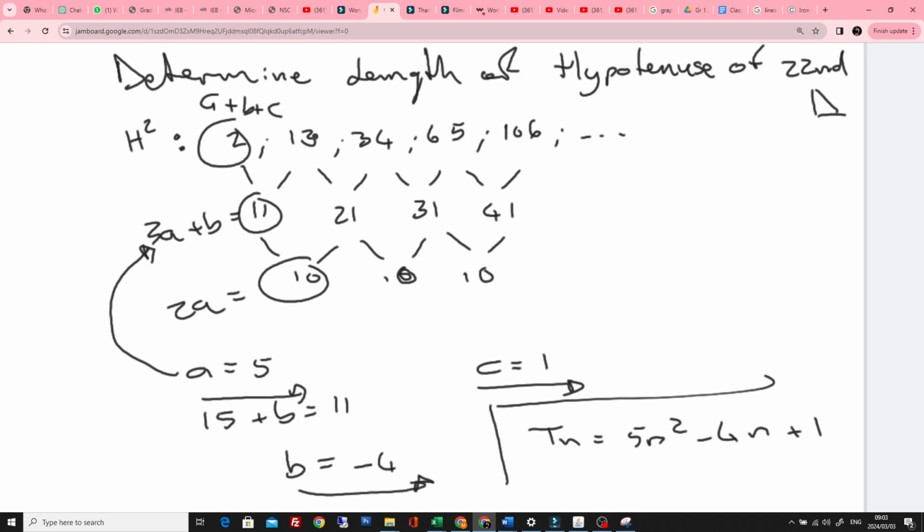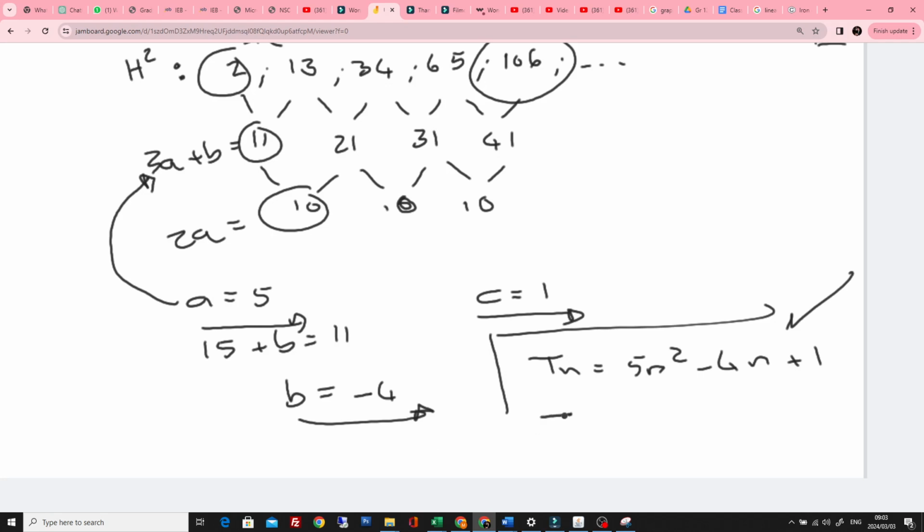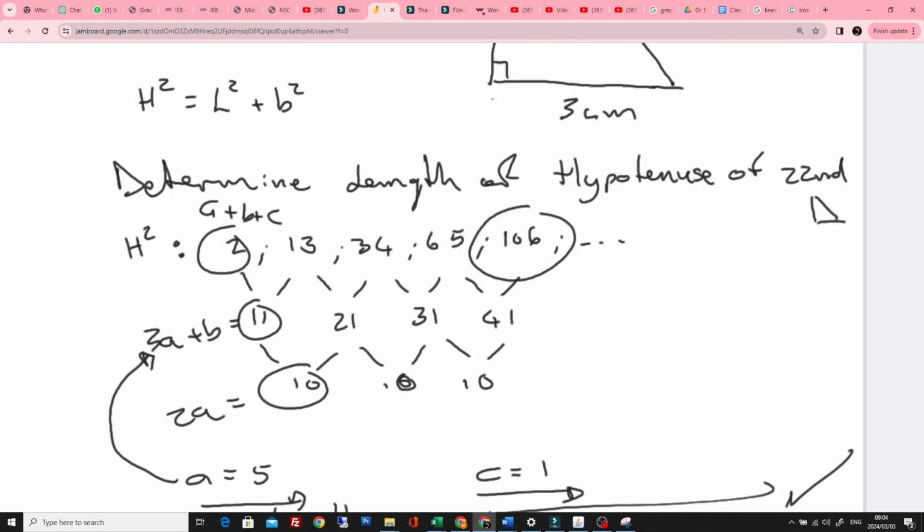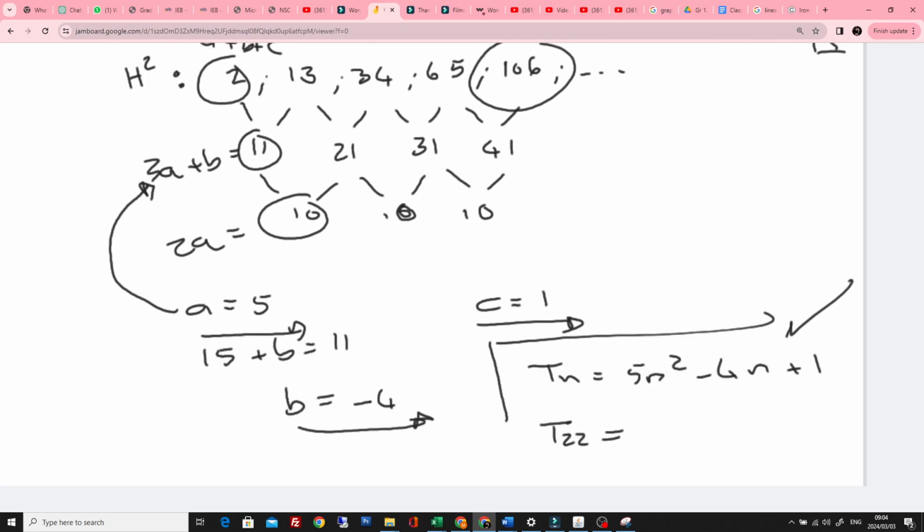Let's test it with the fifth one. So if we had 5 times 5 squared minus 5 times 4 plus 1, that is in fact 106. So it does work out. We've checked it. Okay, so if we want the area, oh sorry, not the hypotenuse, and this is going to give me my hypotenuse squared though, of the 22nd triangle. I'll just substitute that in and get that it is equal to 2333.